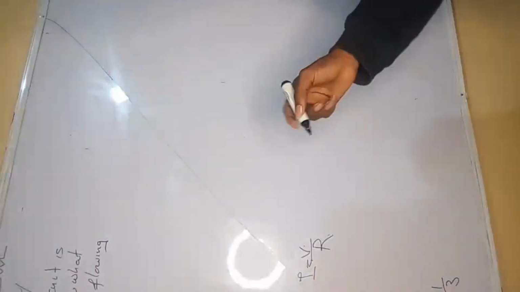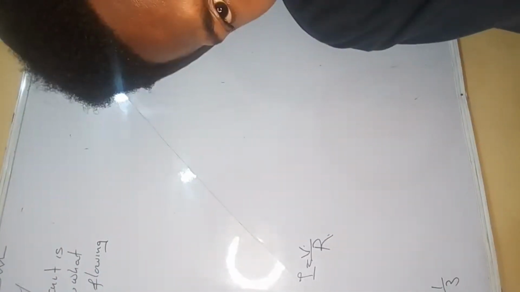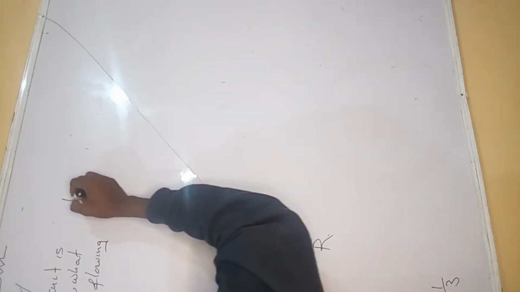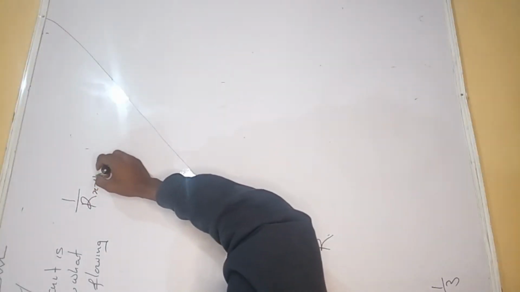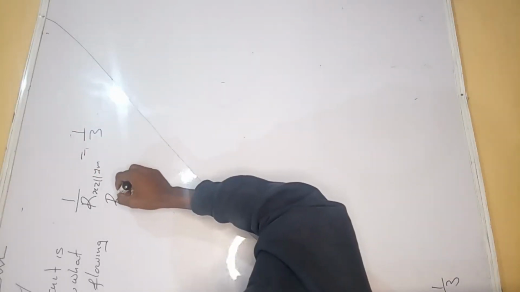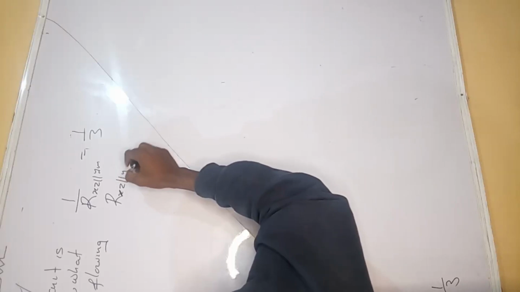Okay. So from there we are able to say that 1 over R, which is 1 over R XZ parallel to YM, equals 1 over 3. So that resistance, R XZ parallel to YM, is equal to what? 3. Are we together? Hope you are getting the concept, please.